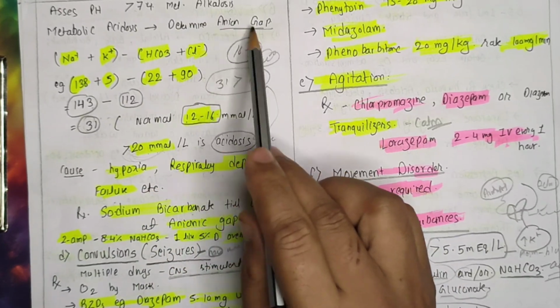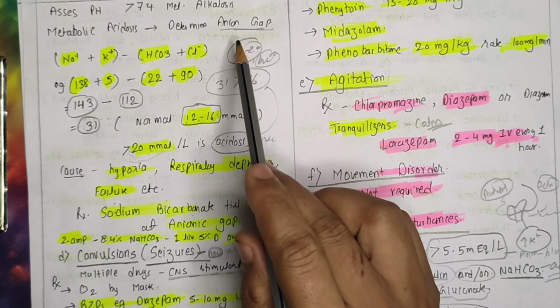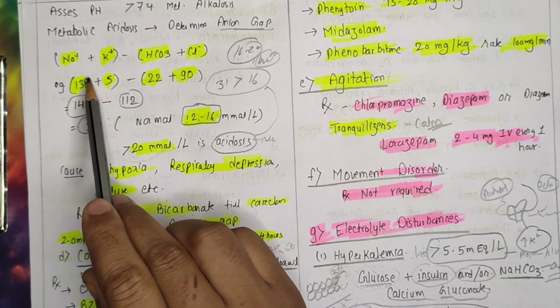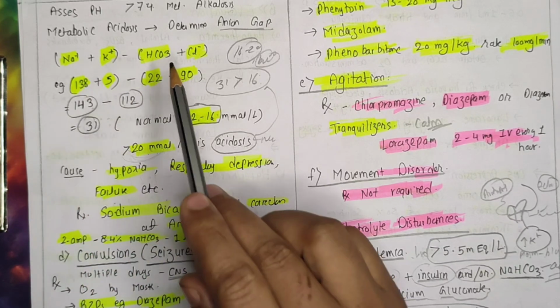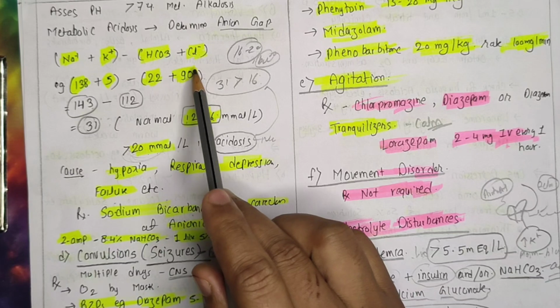which can be determined by measuring the anion gap. Right here we will take one example of how to assess this anion gap. We have to add all the positive charge carrying ions on one side, and then we have to subtract all the negative charge carrying ions on the other side.